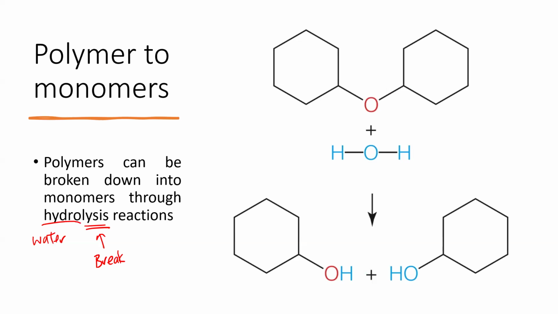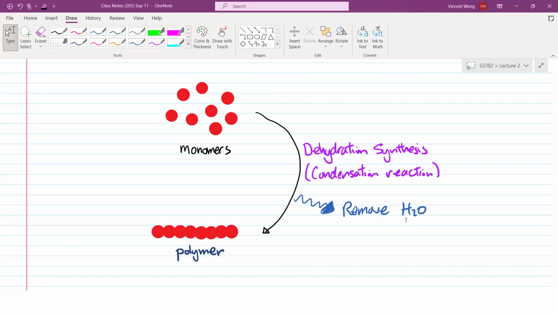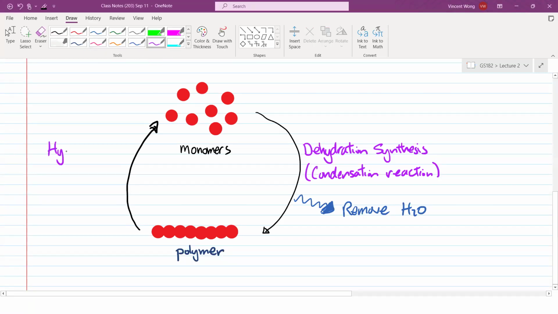So if I have this molecule here with 4 subunits and I want to break it all down, I would need to add 3 water molecules. Now back to our class notes here. All right. To go from polymers to monomer, it would be, as I said, hydrolysis.